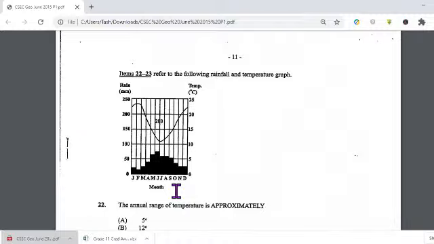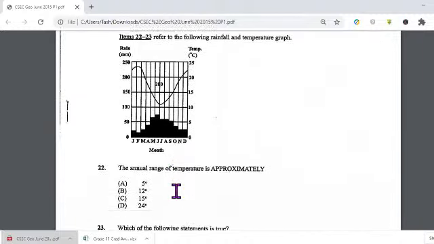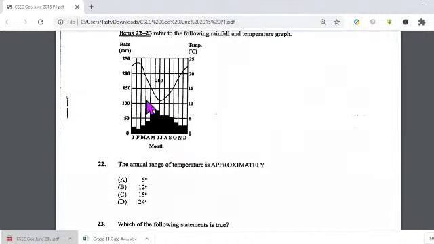Annual range of temperature is approximately. So again, we saw this question several times, right? Range of temperature, range means in between. So we are looking at highest to lowest, and then we subtract.